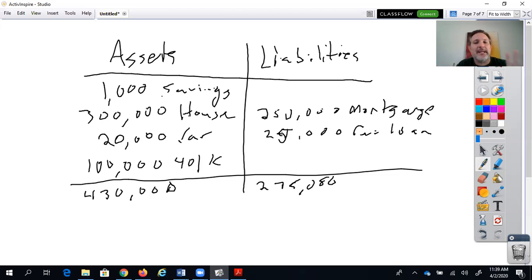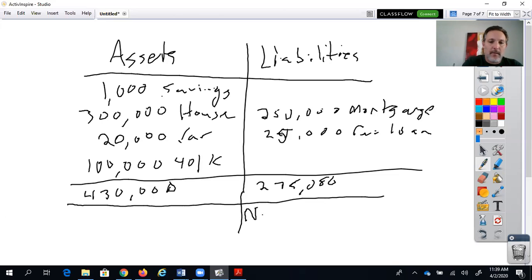Well, that's a good thing to have on a personal balance sheet, because there's one more line item, called net worth. So my net worth, in order to balance these, is in this case, what is it, $155,000. My net worth is $155,000 if I did my math right. So if you add $275,000, yeah, that should work.